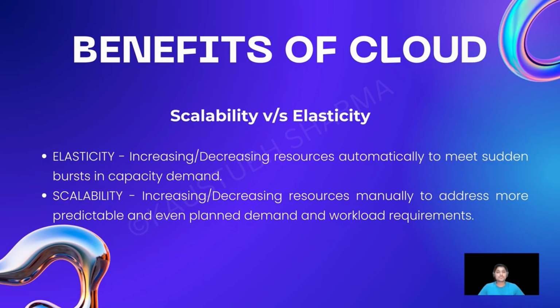So let's summarize both of them. Elasticity is the ability to increase or decrease resources automatically to meet bursts in capacity demand, while scalability is the ability to increase and decrease resources, but manually, to address more predictable and even planned demand and workload requirements.